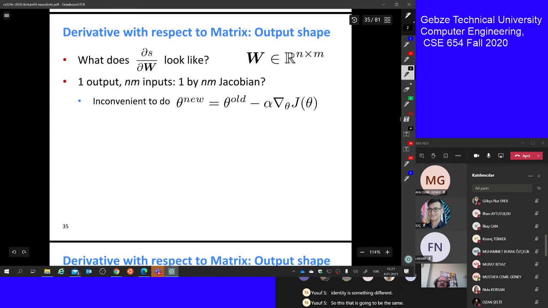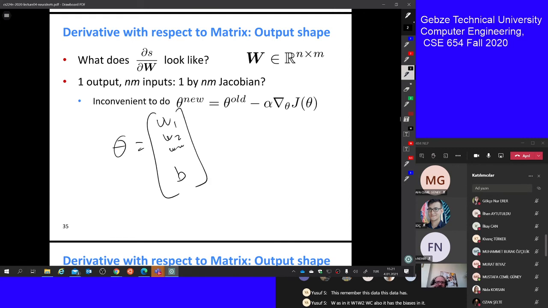So how about this? The derivative of S with respect to W, with W being a matrix. This is a matrix, right? One output, nm inputs, a 1 by nm Jacobian. All we are trying to do is this: remember this theta has W's in it, W1, W2, W3. Also, it has the biases in it. But if I treat W like a matrix, then this idea will not work.